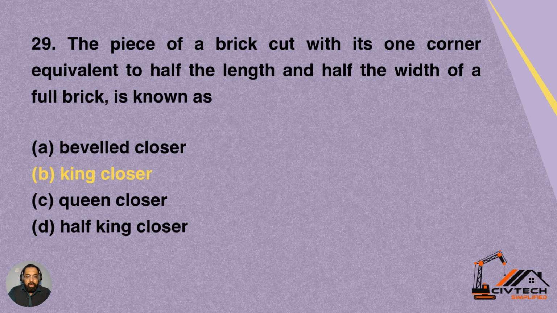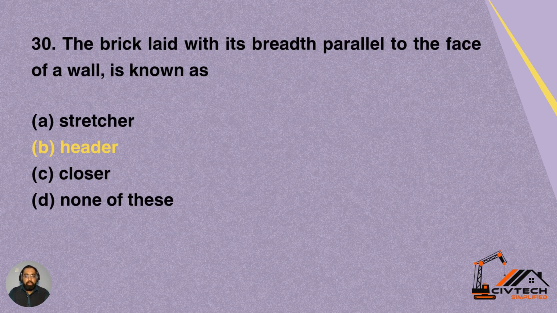Then we have question number 29. The piece of a brick cut with its one corner equivalent to half the length and half the width of a full brick is known as: A, beveled closure, B, king closure, C, queen closure, D, half king closure. It's called king closure. So option D is correct for this question.